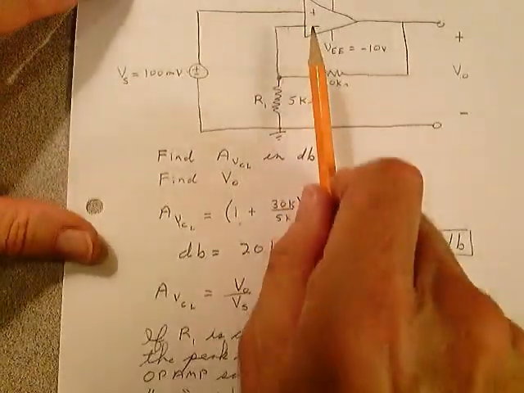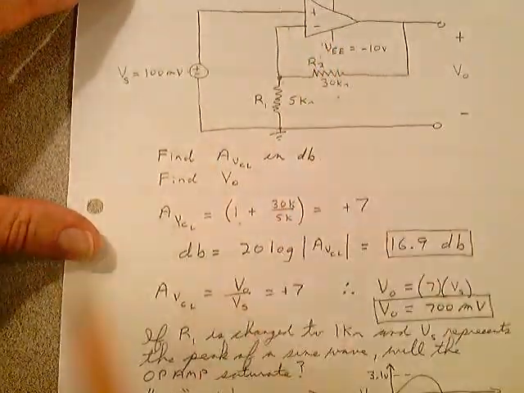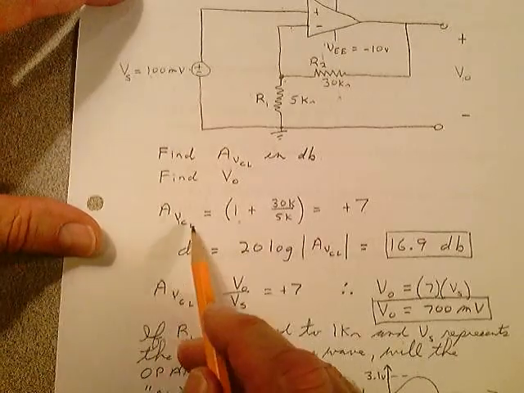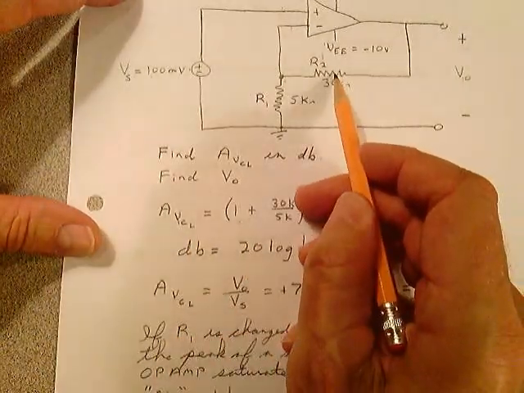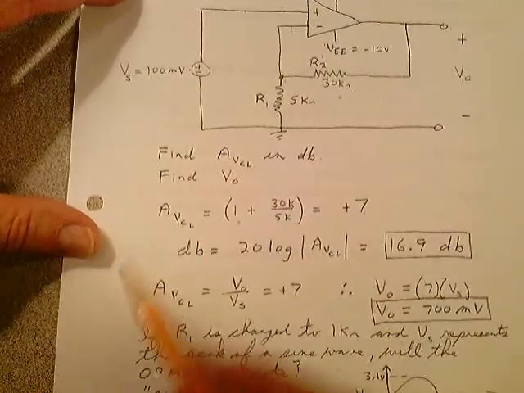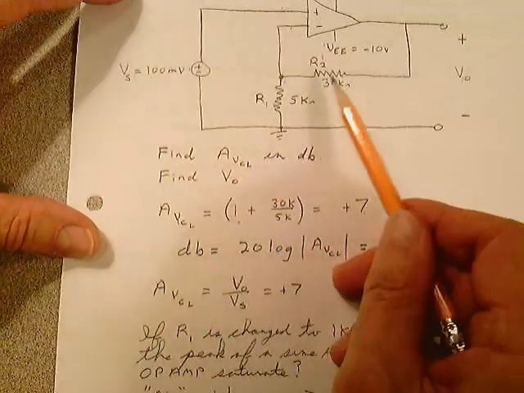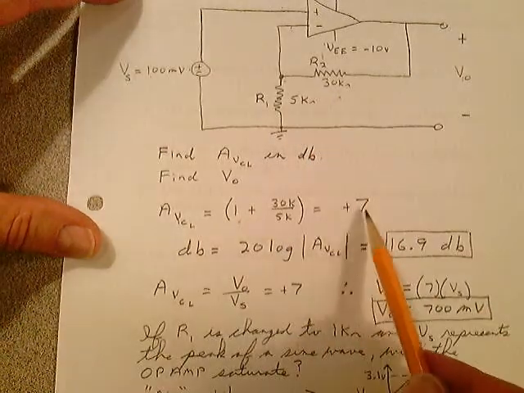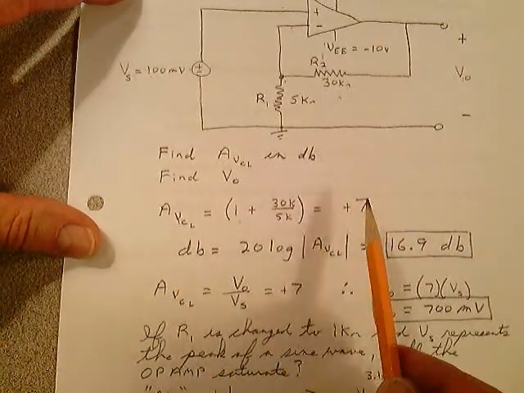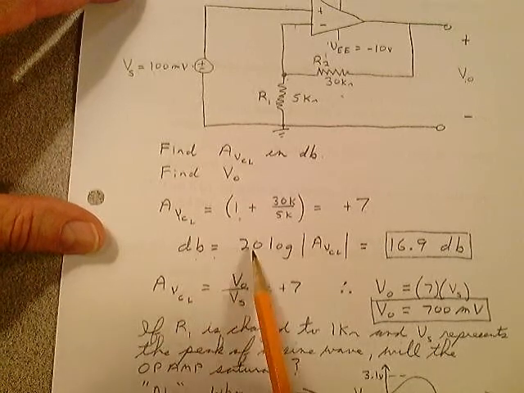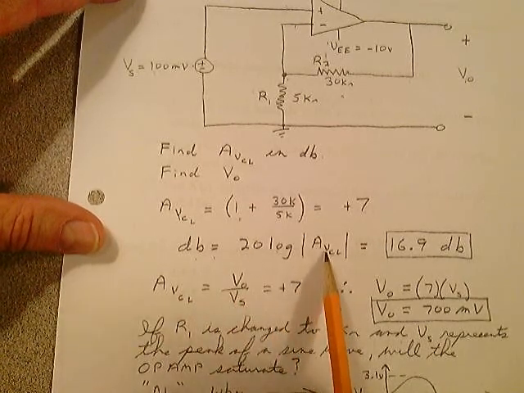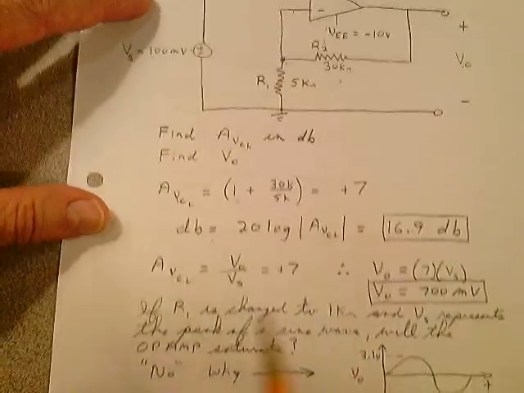If you recognize this as a non-inverting amplifier circuit, you can say that the gain is 1 plus the ratio of this feedback resistor over that resistor. Don't get them mixed up. 30K over 5K is 6, and you add 1 to it, the gain's plus 7. We know it's always a plus 7. dB is 20 times the log of the absolute value of plus 7. You get 16.9 decibels.